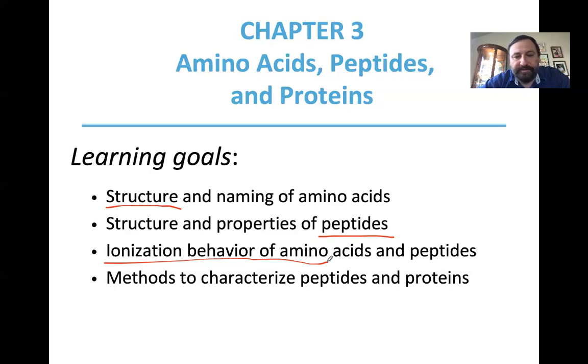Finally, based on that, we're going to learn how to characterize peptides and proteins, how to purify them, how to identify them, and so on and so forth. It's how to unravel their primary structure. So four goals, and let's follow those as we study.